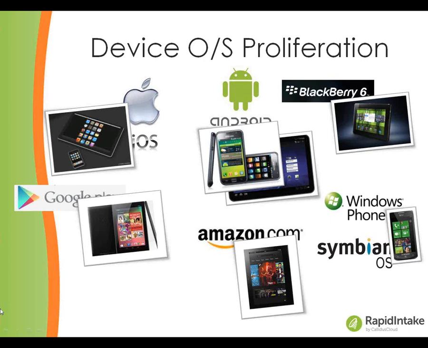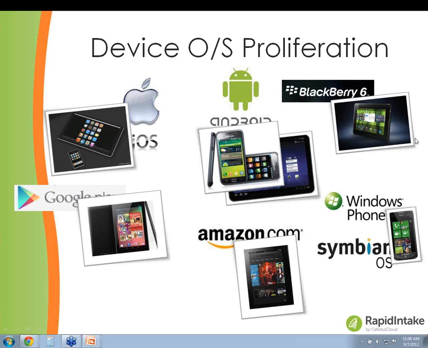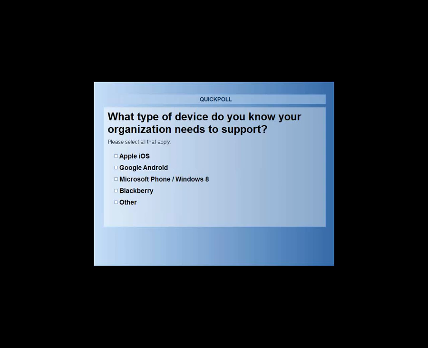I'm going to pause, and we're going to get to know you a little bit with regard to this particular question. So I'm going to do a little poll here. I've just launched this question, which is, what type of device do you know that your organization is going to need to support? And incidentally, Google, Amazon will fall under the Google Android category. It's an Android, and so is Google. So you might classify all those under Android, but I think Google and Amazon have their own unique offerings.